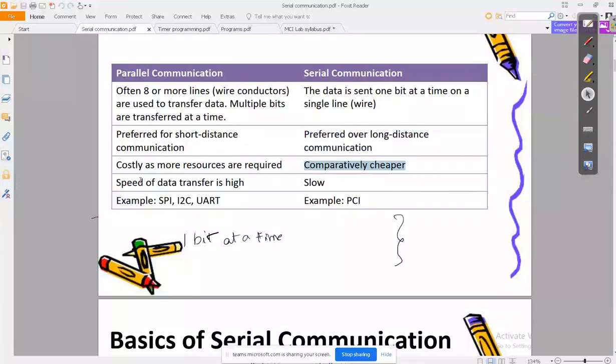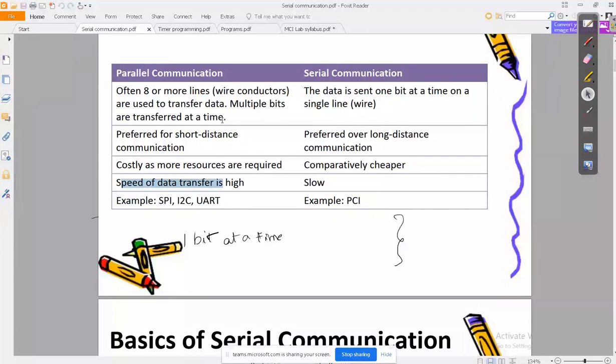And as you know, serial communication transfers only one bit at a time, so it is very slow. But parallel communication is faster, right? In parallel communication, what things come? UART, SPI. These are examples for short distance, like connecting mobile to laptop, as well as printer to laptop. And what is serial communication? Our mobile telephones, landline phones. How is data transferred? By using serial communication.